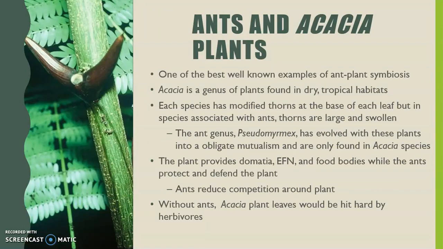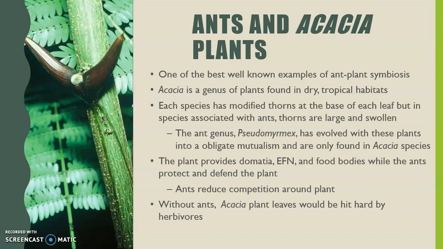So the main, best known example of ant-plant symbiosis is ants and the acacia plants. The acacia are a genus of plants in the legume family, and they are normally found in tropical dry habitats. Each species has modified thorns at the base of each leaf, but in species associated with ants, these thorns are large and swollen, so much that they look like bull horns. The ants make a small hole at the tip of the thorn, and colonies live inside the hollowed-out thorns.